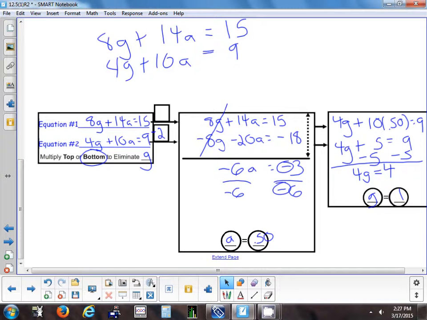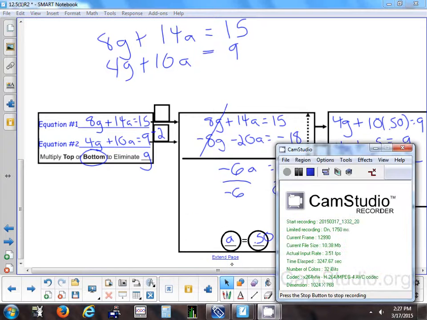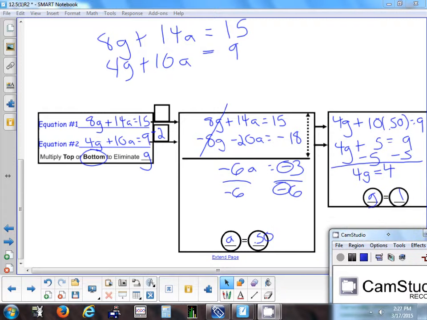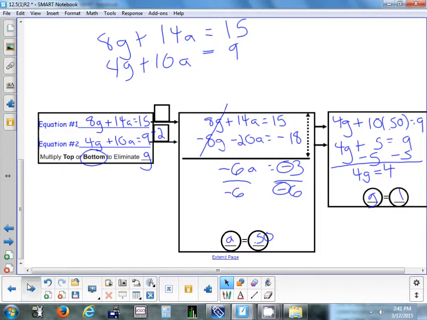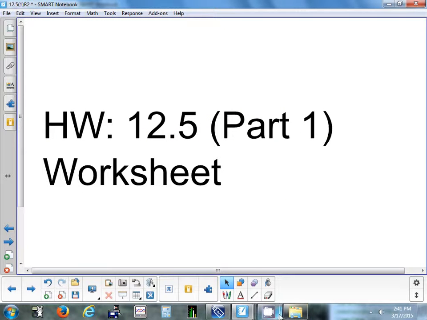What did I just say, Isaiah? You don't have to multiply because there will be no boxes. Good, thank you. All right, so your homework tonight will be a worksheet on 12.5, part 1.